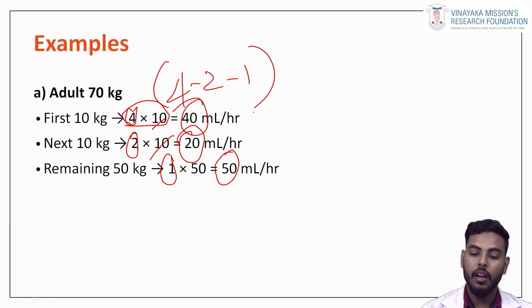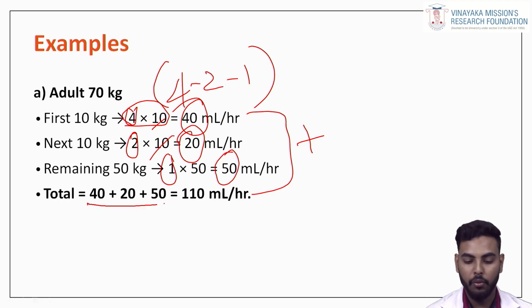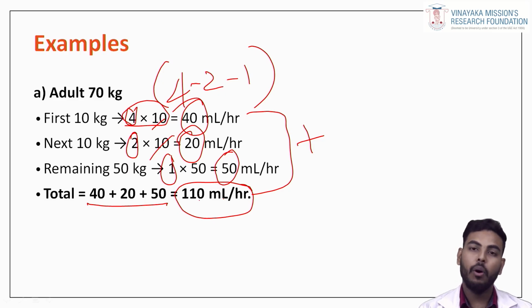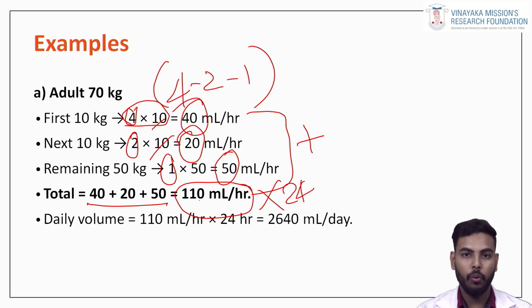Now what we have to do is add all of this: 40 plus 20 plus 50. So the total hourly rate of a 70 kg patient is 110 ml per hour. Okay, for the 70 kg patient, to maintain fluid, that is 110 ml per hour. If we want to calculate for a day, that is for 24 hours, multiply this by 24. 110 ml into 24 will give us the total per day.